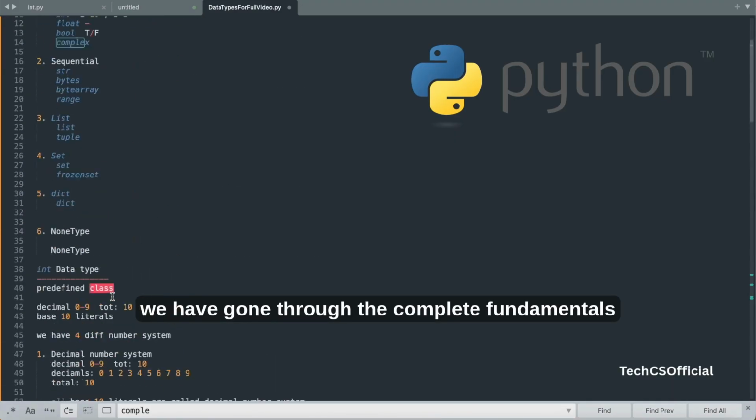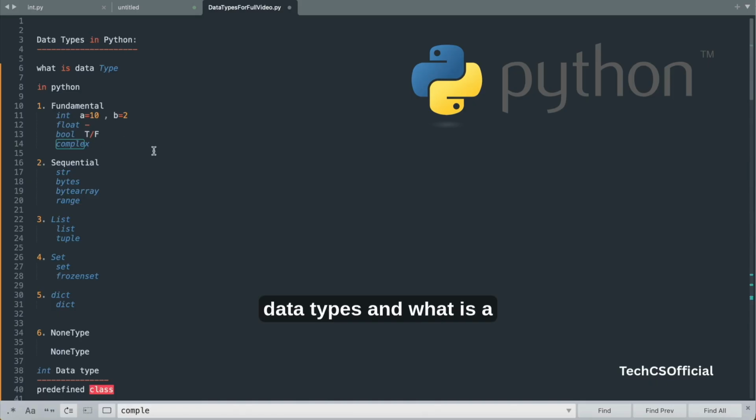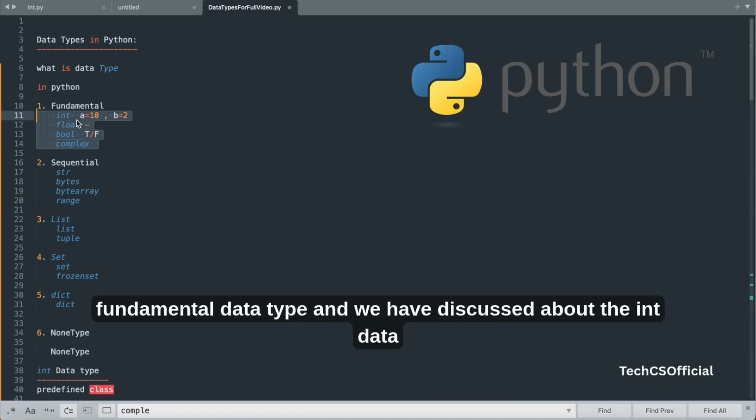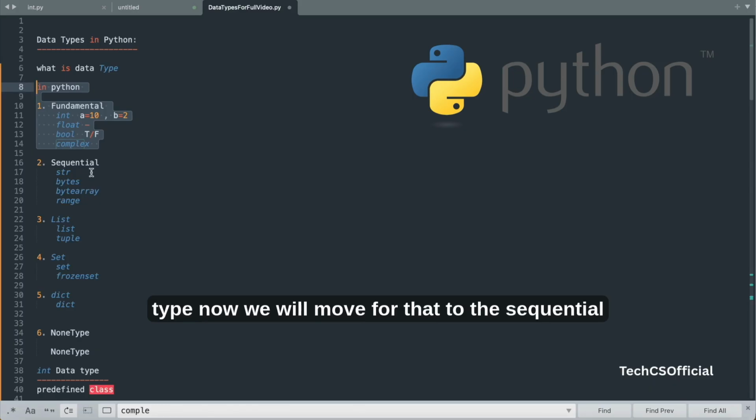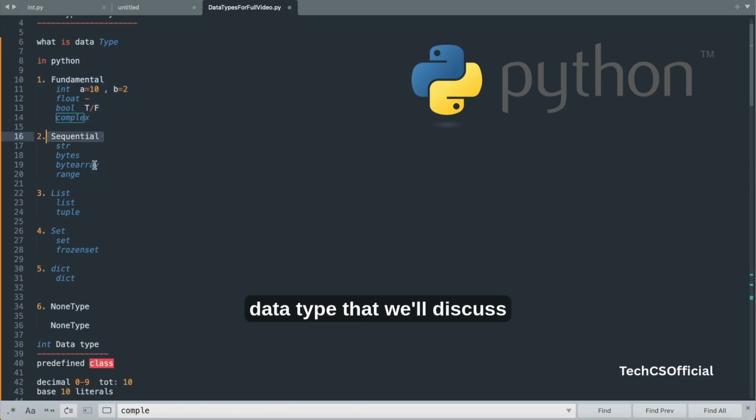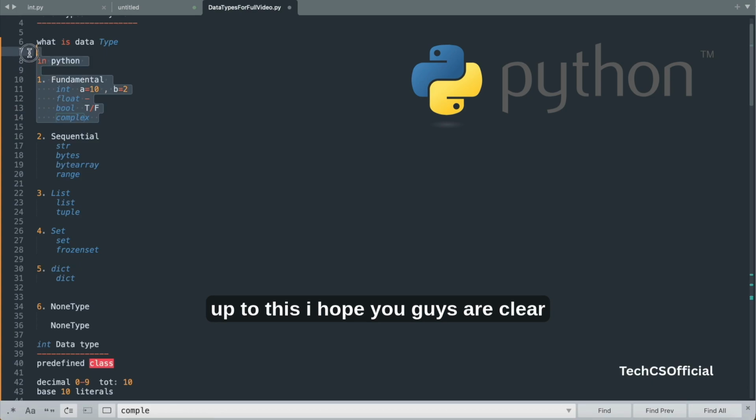We have gone through the complete fundamental data types and what a fundamental data type is, and we have discussed the int data type, float data type, bool data type, and complex data type. Now we'll move further to the sequential data types, which we'll discuss in the next session. Right now it is up to this. I hope you guys are clear.